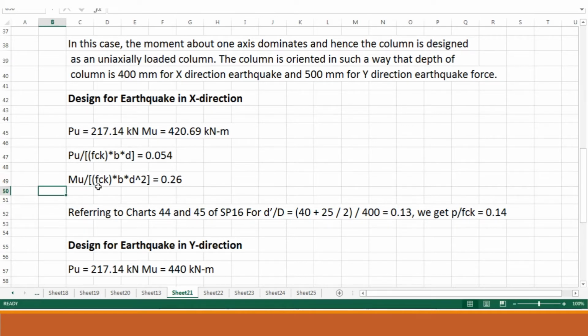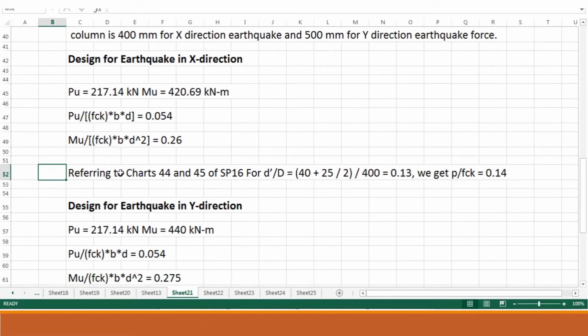Now we already know FCK is 20, PU and MU values are known, B and D values are known for these columns. Now referring to charts 44 and 45 of SP16, for D dash by D equal to (40 plus 25 by 2) divided by 400, which is D dash by D, it equals 0.13. We get P by FCK from charts 44 and 45, and the value is 0.14.